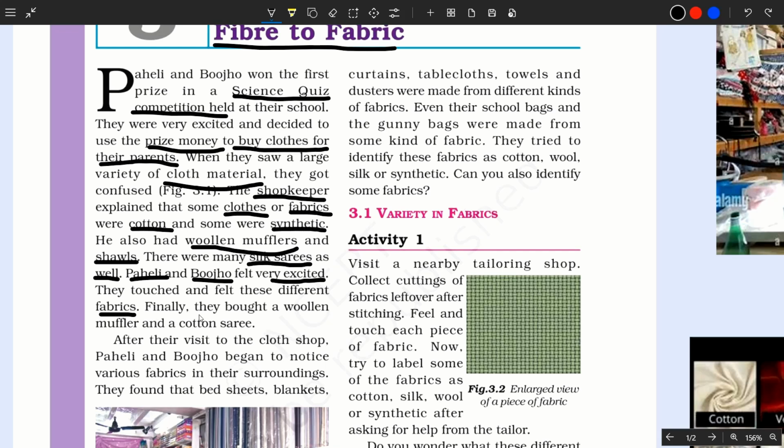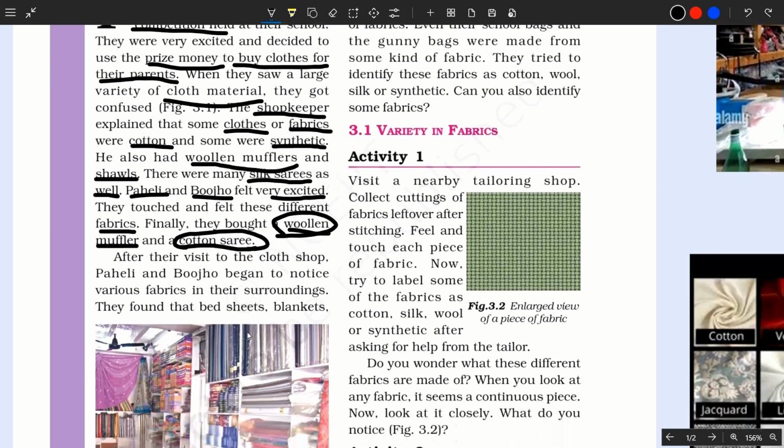Okay, finally they brought a woolen muffler. Finally, what did they bring? A woolen muffler and a cotton saree. They brought a woolen muffler, maybe for their father or grandfather or grandmother, whatever. And they brought a saree. It was a cotton saree.